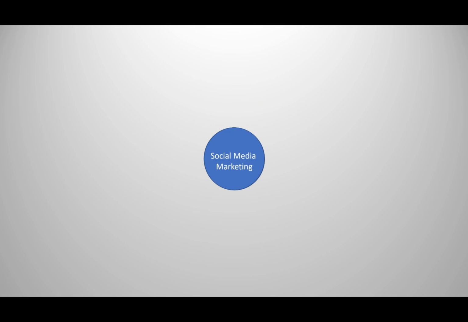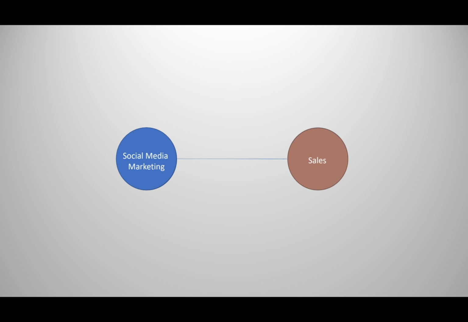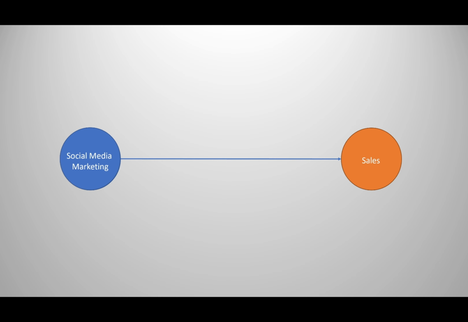For example, I'm talking about social media marketing and sales, the relationship between social media marketing and sales. If internet usage is a moderator, it means that with the presence of high internet usage, the relationship between social media marketing and sales will be more strengthened. So this is how we conceptualize moderation. Now consider how we measure this by using the interaction effect.